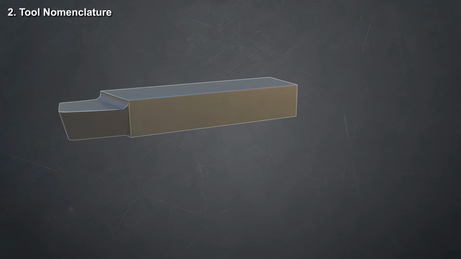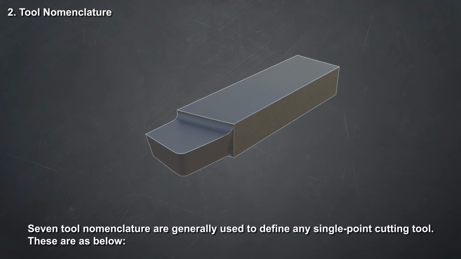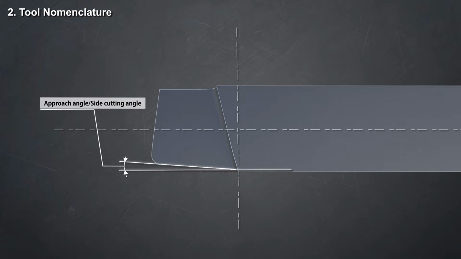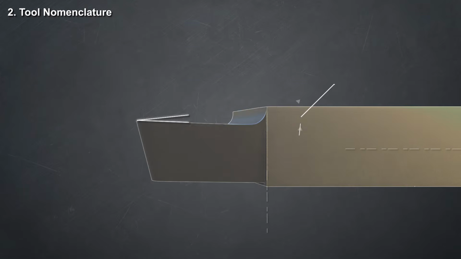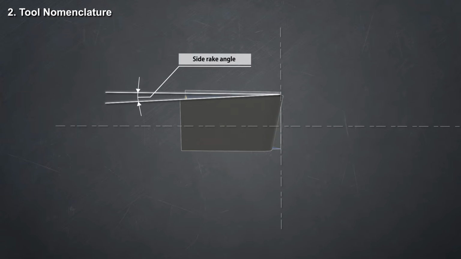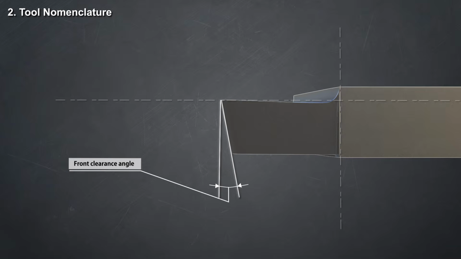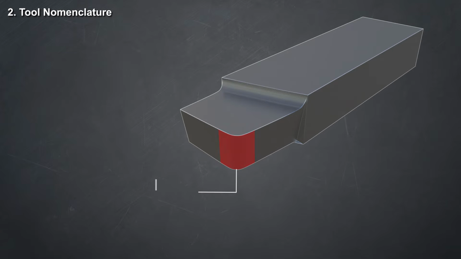Tool nomenclature. Cutting tool nomenclature systematically names a cutting tool's various parts and angles. Seven tool nomenclatures are generally used to define any single point cutting tool. These are as below. 1. Approach angle or side cutting angle. 2. Trail angle or end cutting edge angle. 3. Top or back rake angle. 4. Side rake angle. 5. Front clearance angle. 6. Side clearance angle. 7. Nose radius.